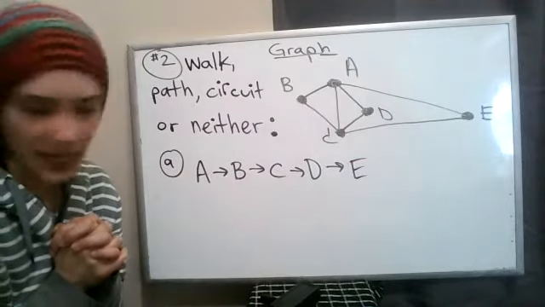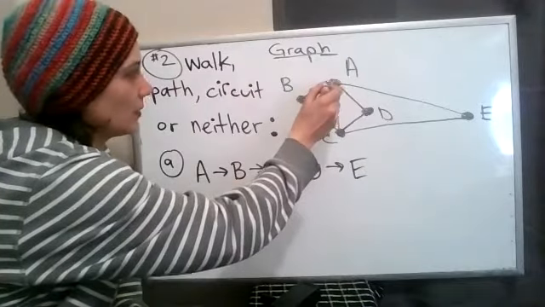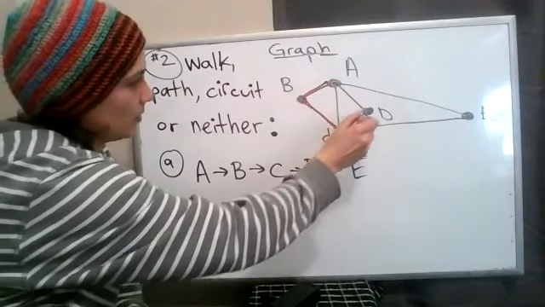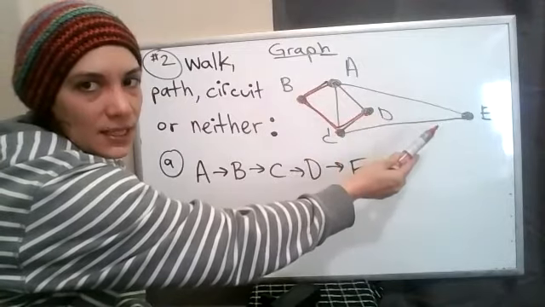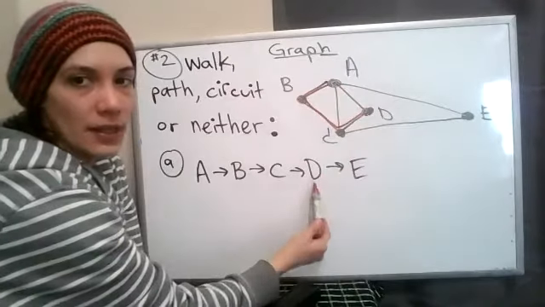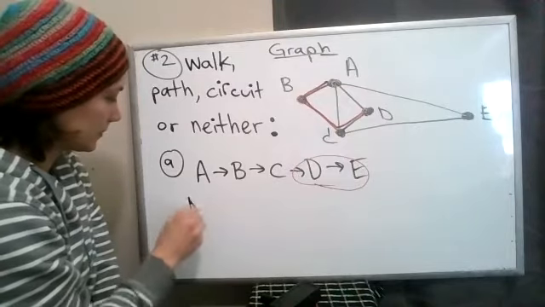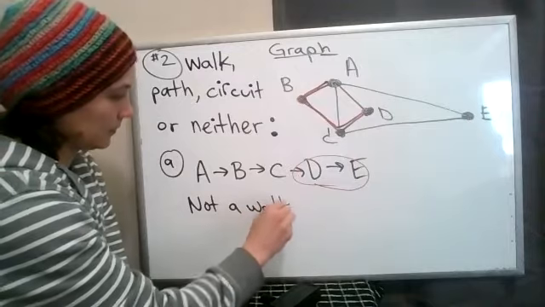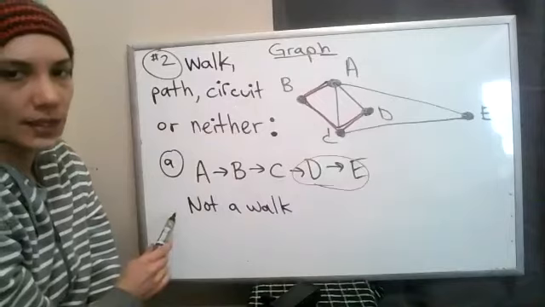Let's check out that sequence. Starting at A, go over to B, B goes to C, C over to D. There's a problem. We can't go from D to E, there's no edge from D to E. So this is not a walk, which means it's not a path or a circuit. So we're going to say neither.